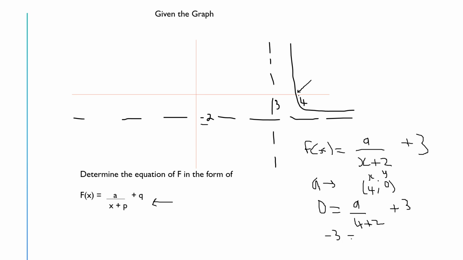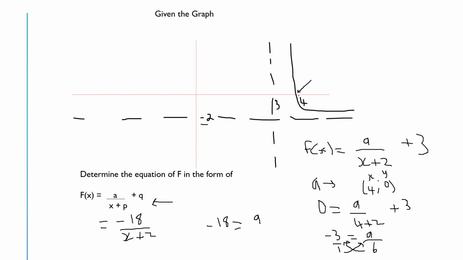And then that is equal to a over 4 plus 2. We know it's 6. Then from there, divide by 1 and do cross multiplication. The 6 will multiply -3 and a will multiply 1. So 6 and -3 will give us -18. 1 and a will give us a. So meaning a is -18. So now that means that our equation will be f(x) equals -18 over x plus our p, which is 2.